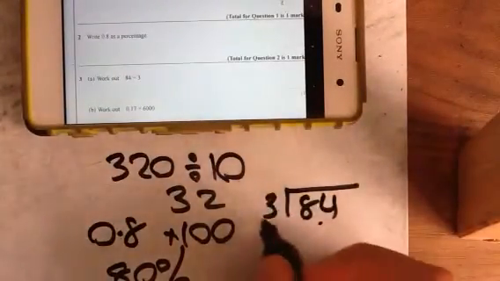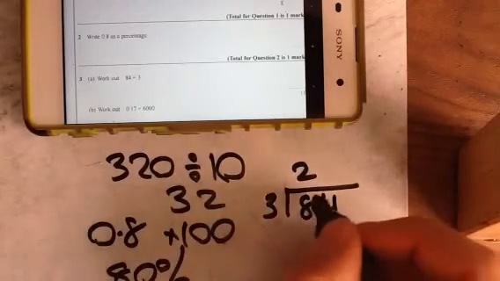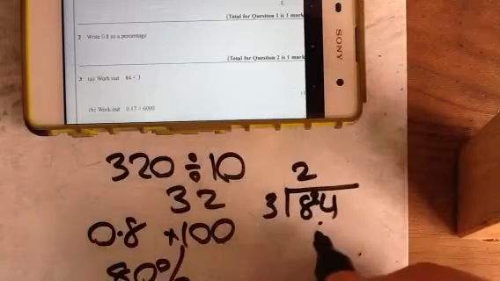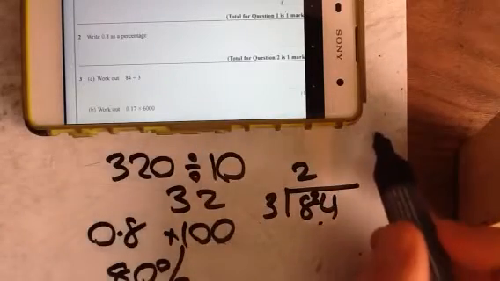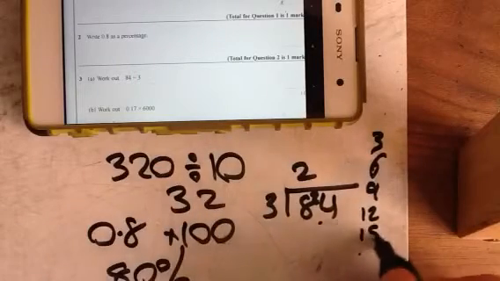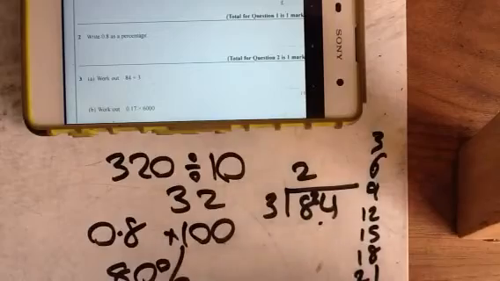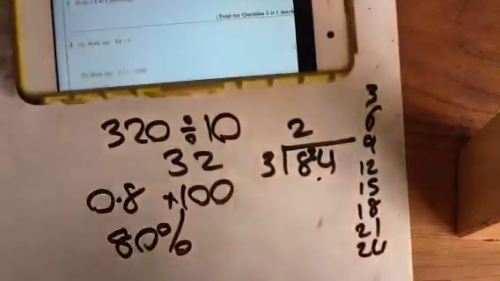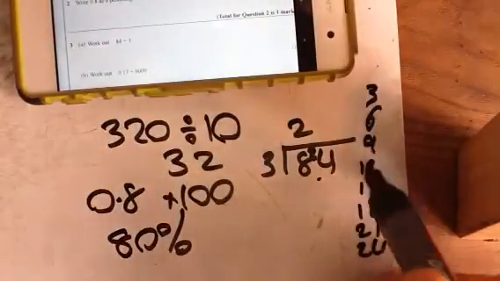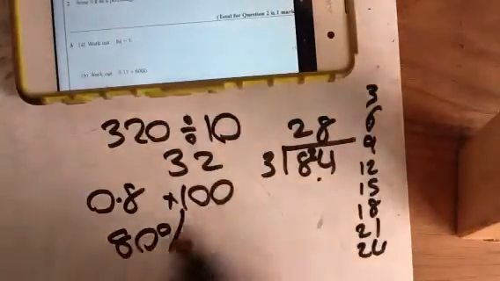84 divided by 3. How many 3 goes into 8? Well, it's 2. 3 times 2 is 6, which means we've got 2 left over. How many 3's into 24? Now, if you've done your 3 times table, just write it out. So 3, 6, 9, 12, 15, 18, 21, 24. So it's 1, 2, 3, 4, 5, 6, 7, 8. So the answer is 28.